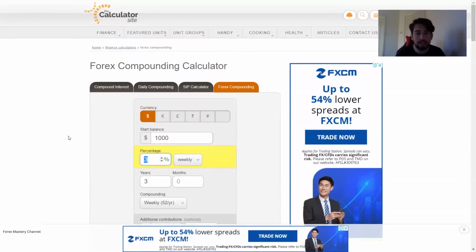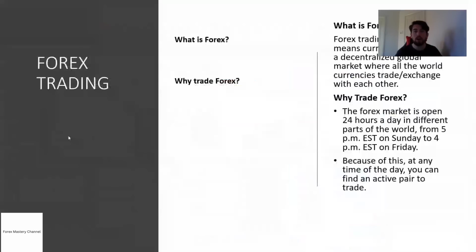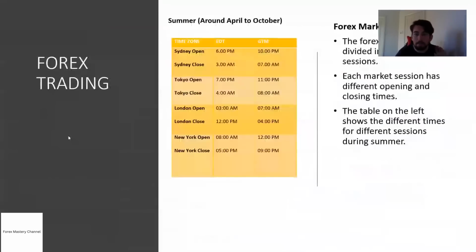So let's go on and continue. So again, I'm just going to go a bit more into these Forex market hours for you because I think it is important. Take a screenshot of this, write it down, have a look at it, right? Because this is going to be quite important.